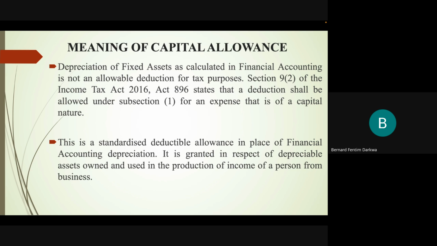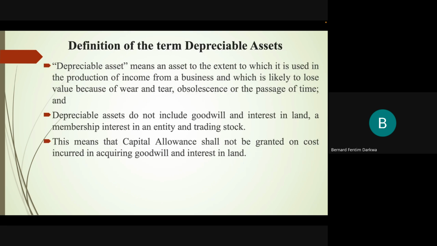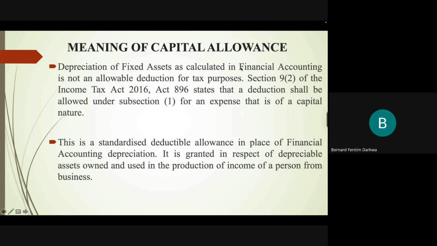So now what is capital allowance? As I've already said, it replaces the depreciation of fixed assets as we see in financial accounts. This is why I explained that for tax purposes, depreciation is not an allowable deduction. We don't allow depreciation to be subtracted from the expenses. But in place of depreciation, you have to use what we call the capital allowance. So when you talk about capital allowance, we are talking about allowances that are given on depreciable assets.